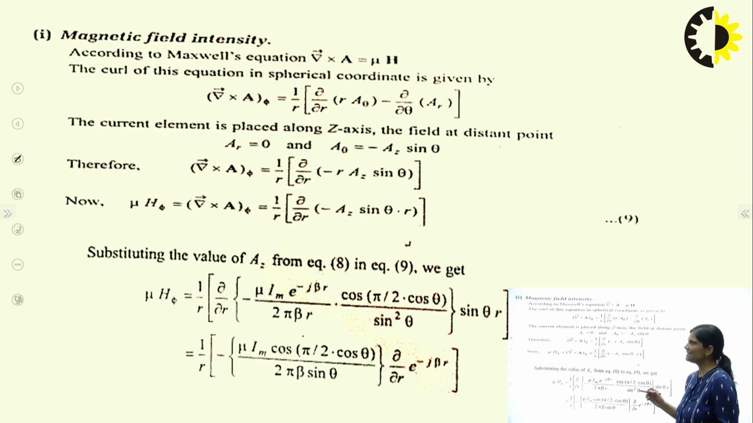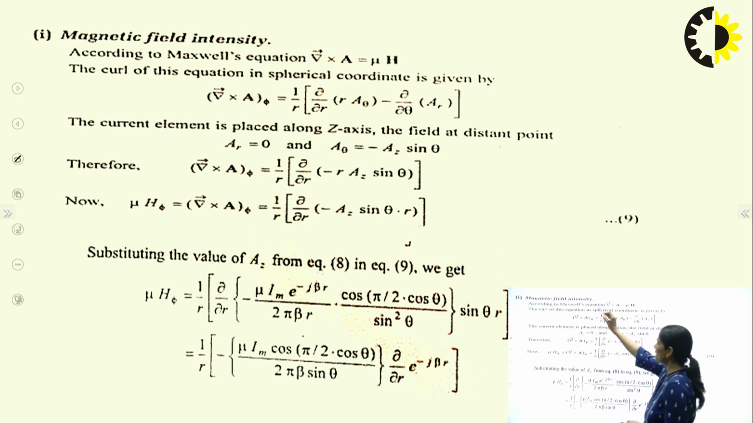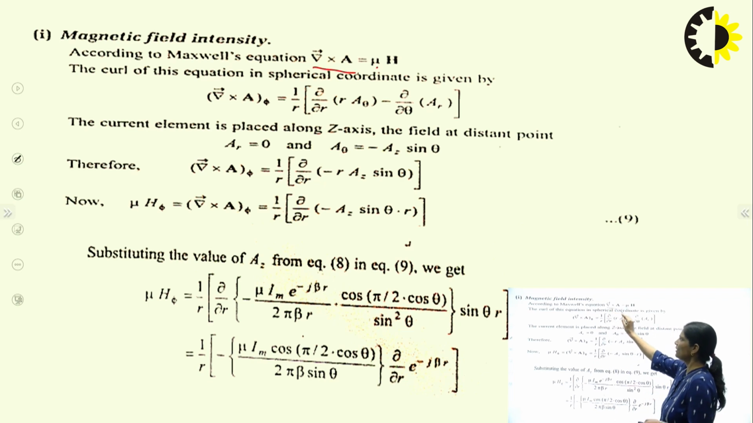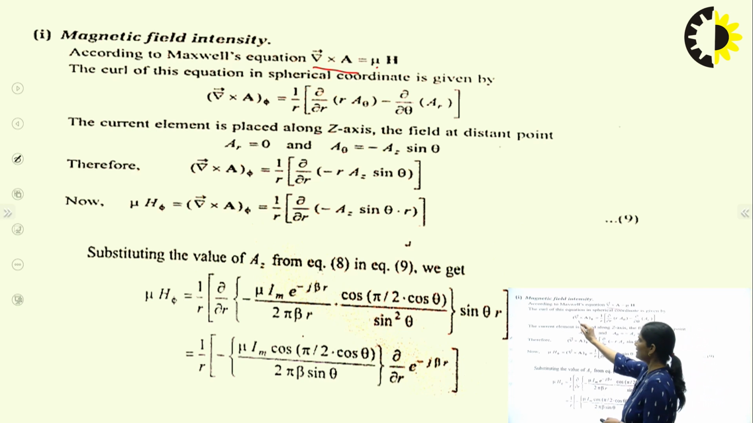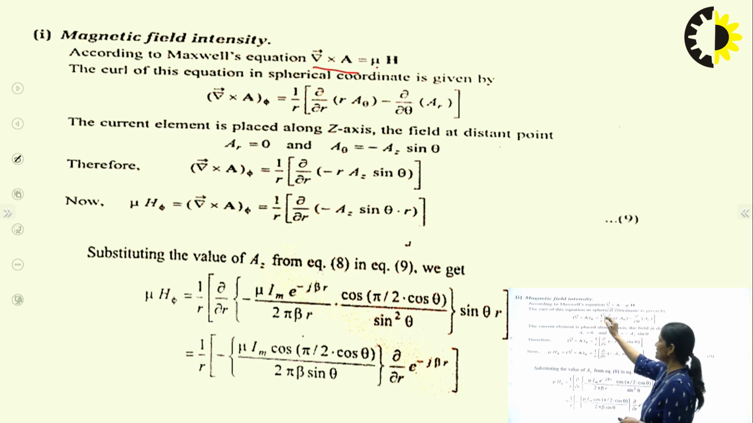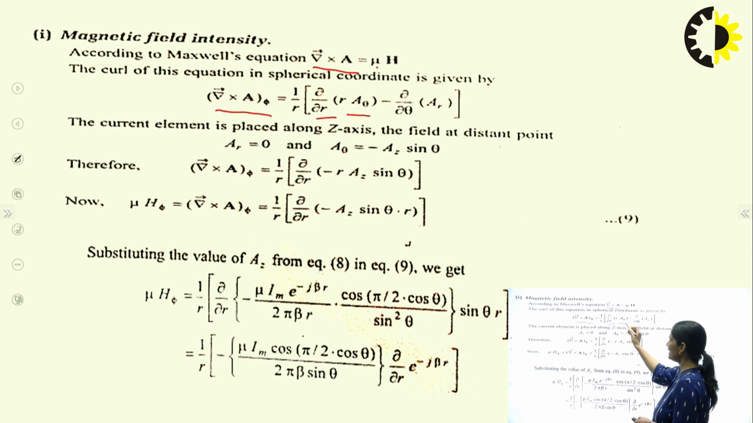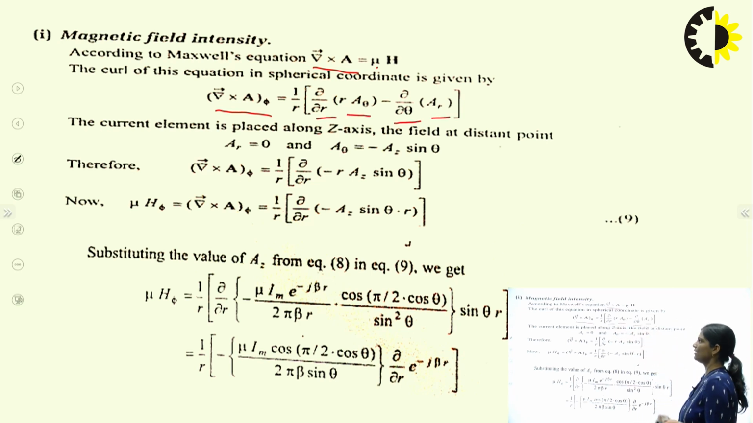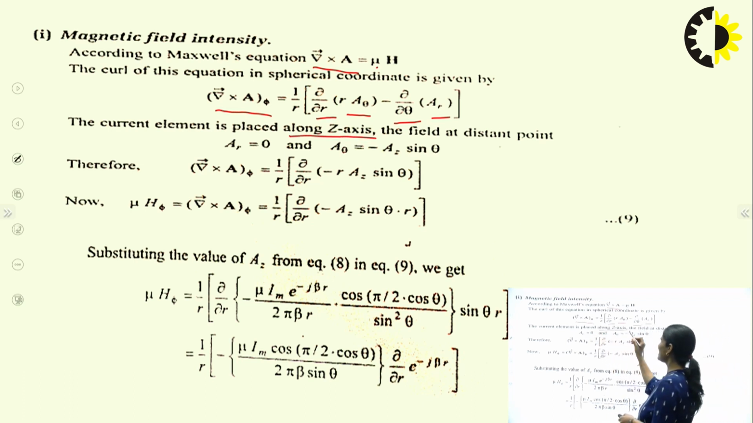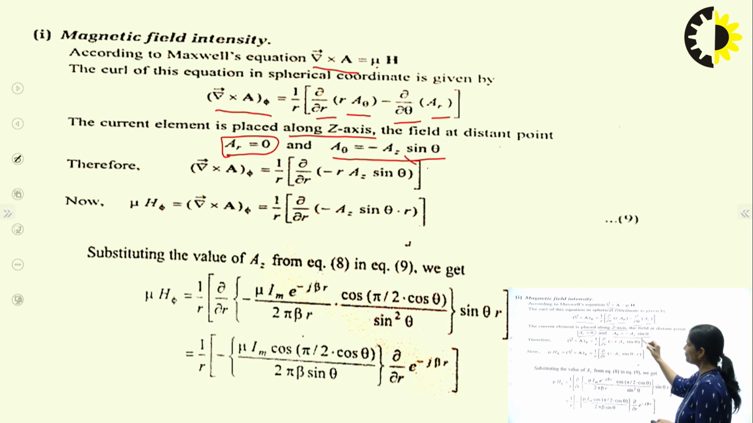Now here Az is for the electric field, so you can find the electric field easily. Now the magnetic field intensity. Magnetic field intensity H is equal to del cross A, and del cross A phi means the curl of the equation in spherical coordinates. So del cross A phi is equal to 1 upon r, del upon del r of A theta minus del upon del theta of A r. The current element is placed along the z axis, so for the field at the distant point, A r is equal to 0 and A theta is equal to minus A z sin theta. So you should know the value of Az, then only you can put the value.